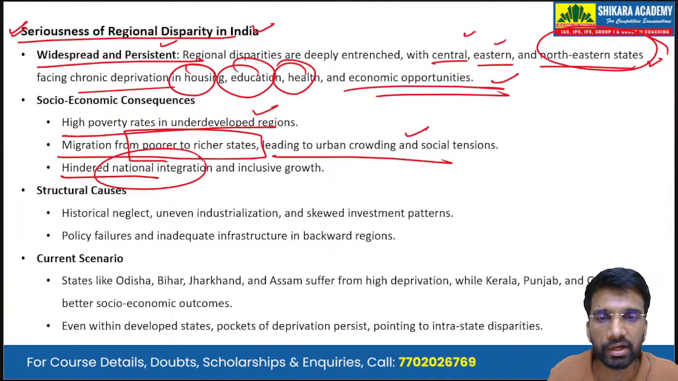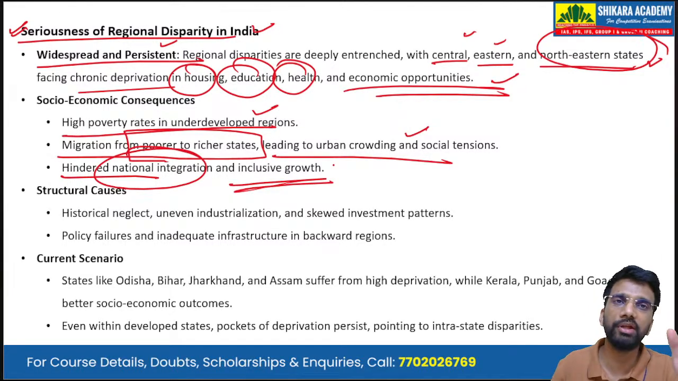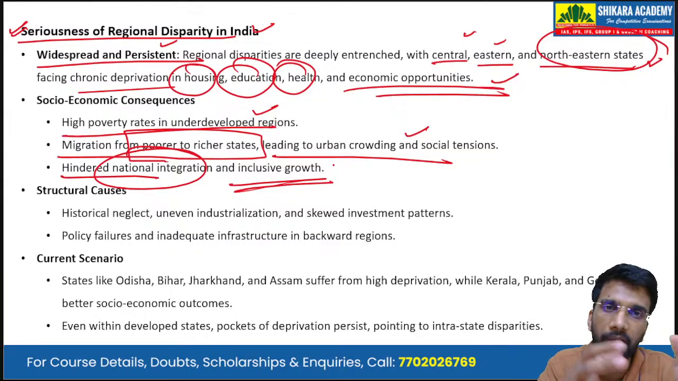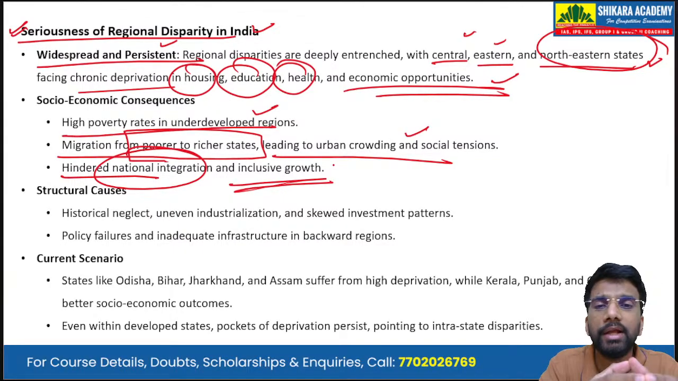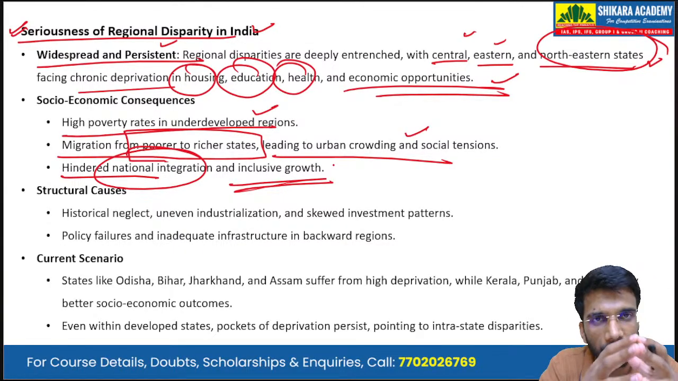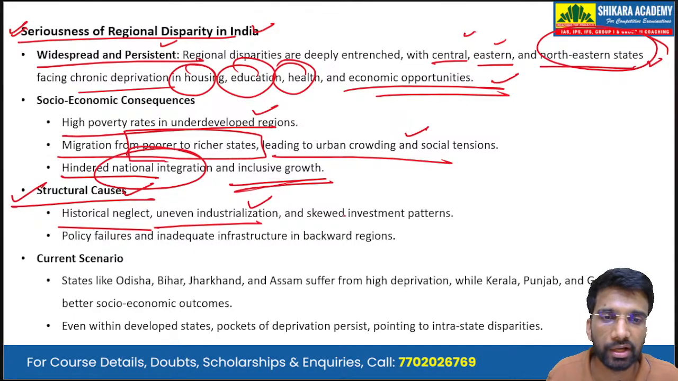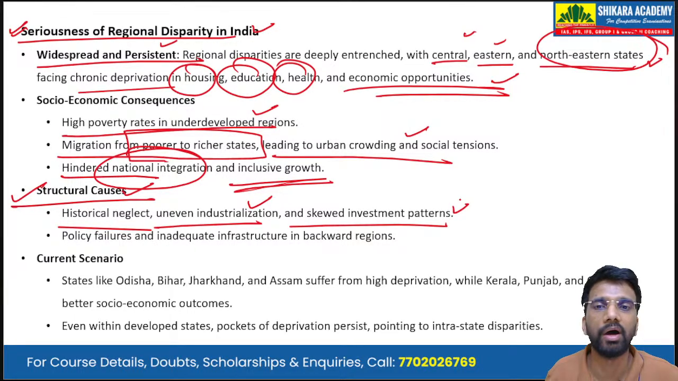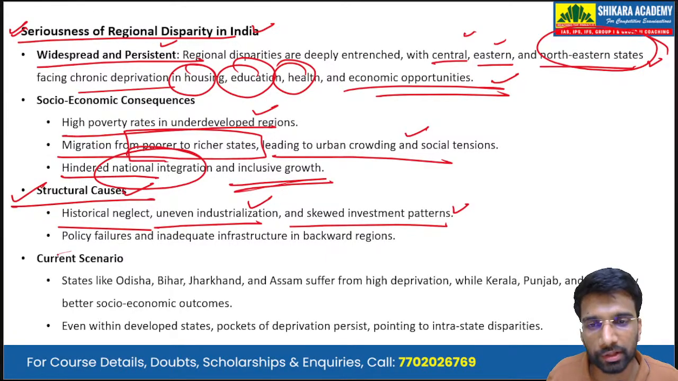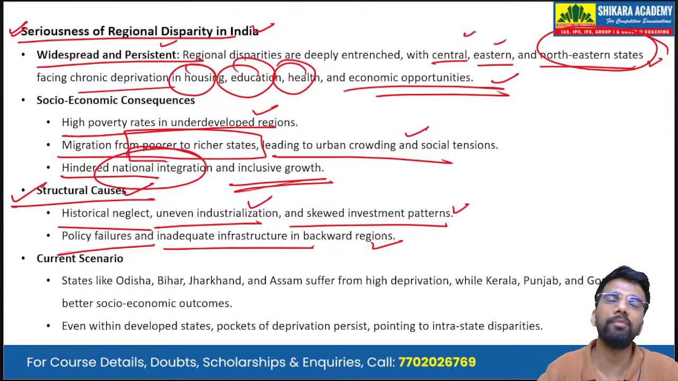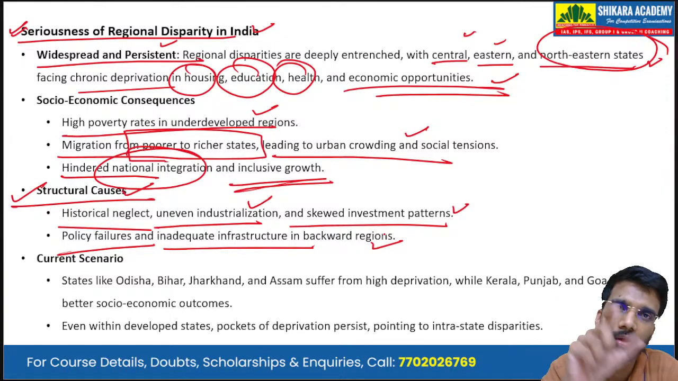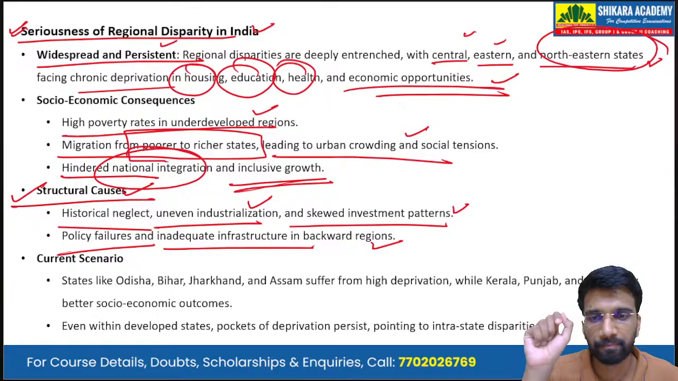Then it hinders national integration and inclusive growth because ultimately the urban migration, or the urban mobility, causes social tensions between the communities. It hinders national integration. Then there are structural causes. Historical neglect, uneven industrialization, and skewed investment patterns are the main reasons behind this regional disparity in the country. Policy failures and inadequate infrastructure are also major factors that lead to the backwardness in the regions.